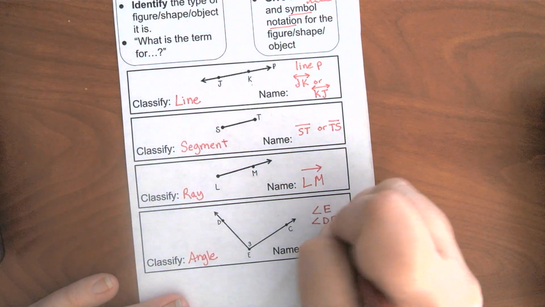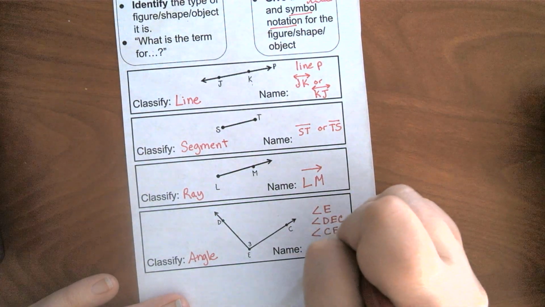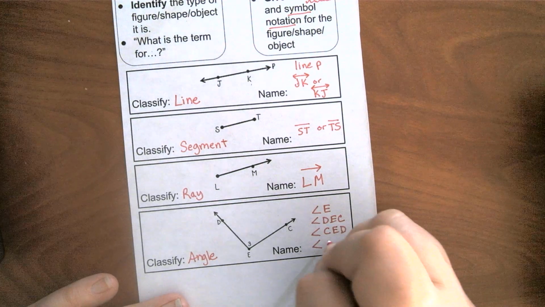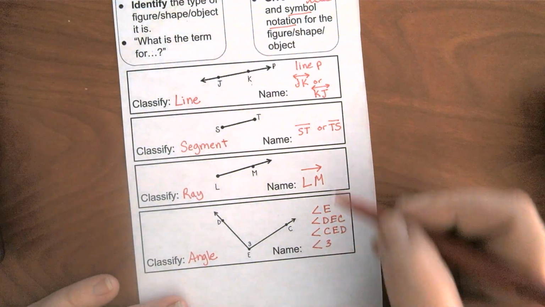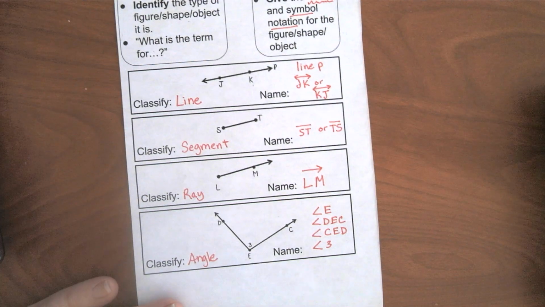Or I can flip the letters the opposite order and do CED. Or I can use the number that's in it, which is a 3, so angle 3. So this has many ways. Any one of those would be acceptable if it just asked you to name it.